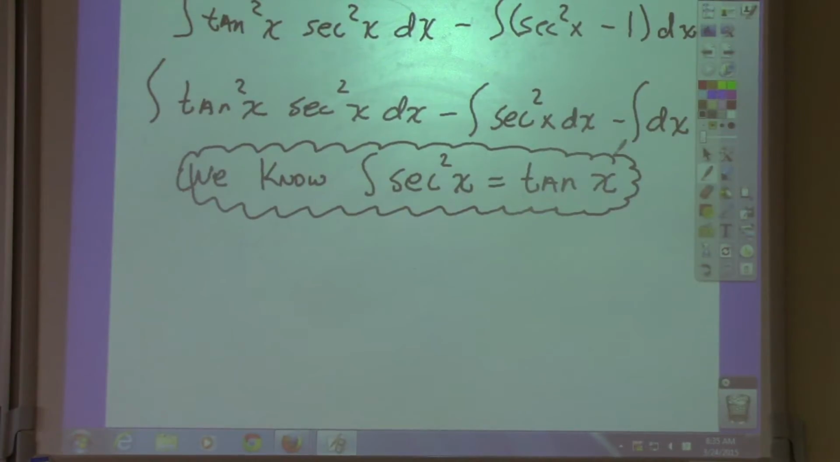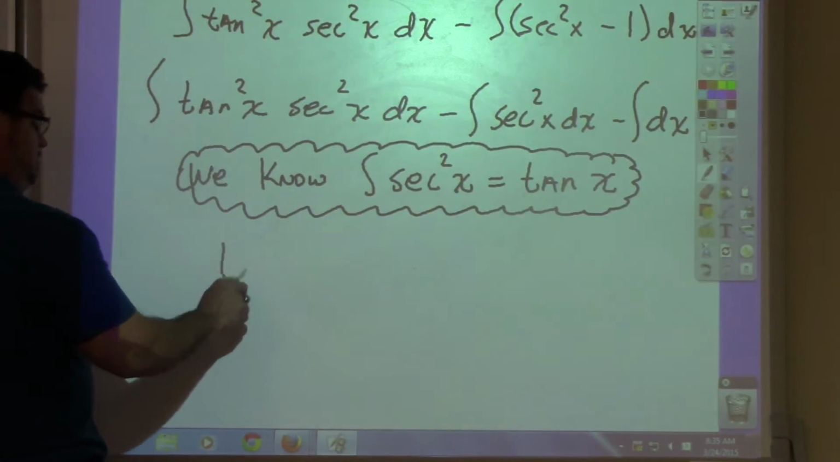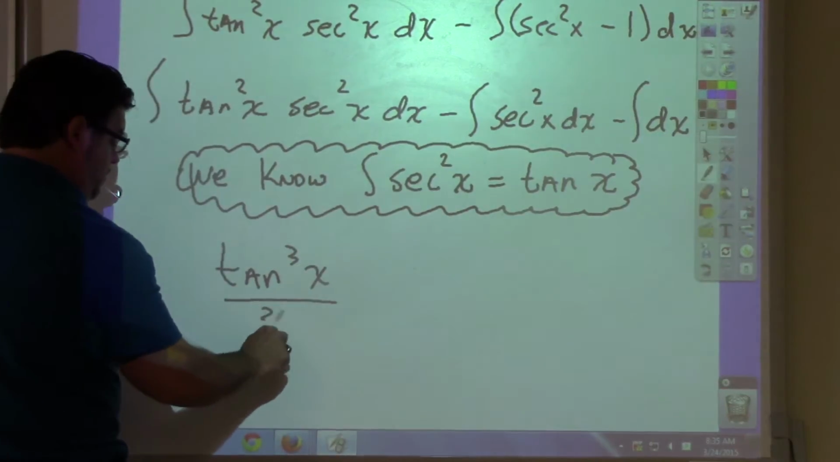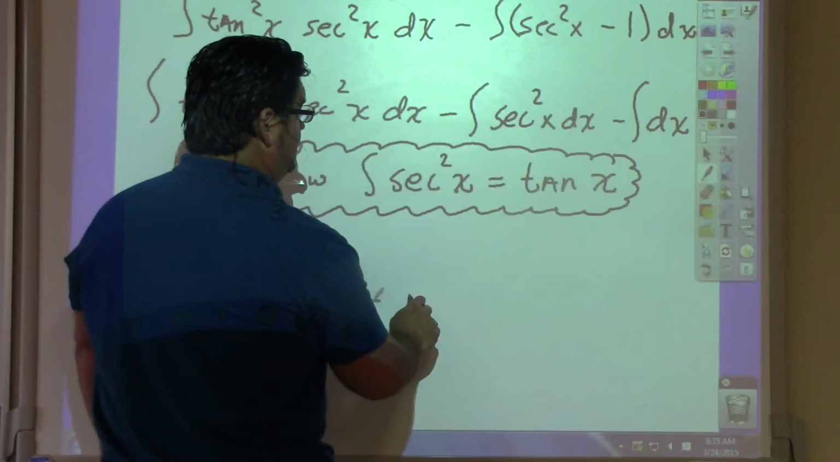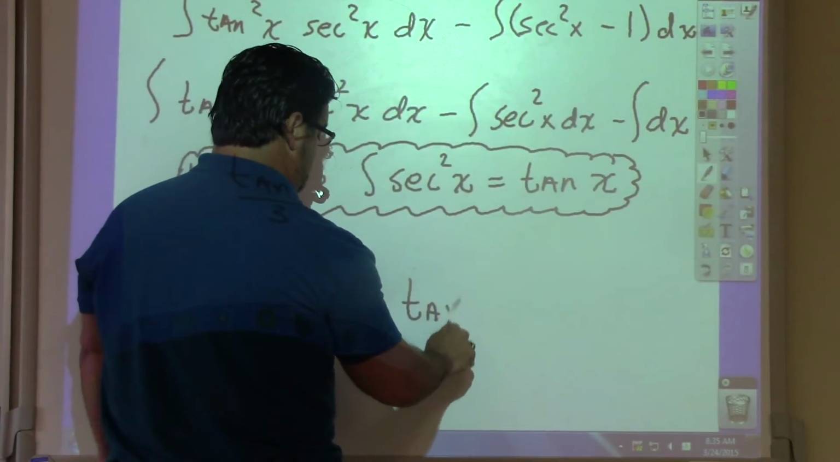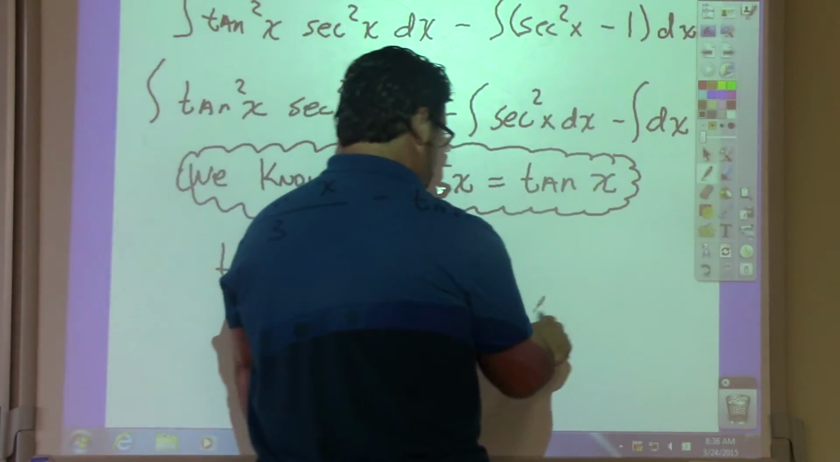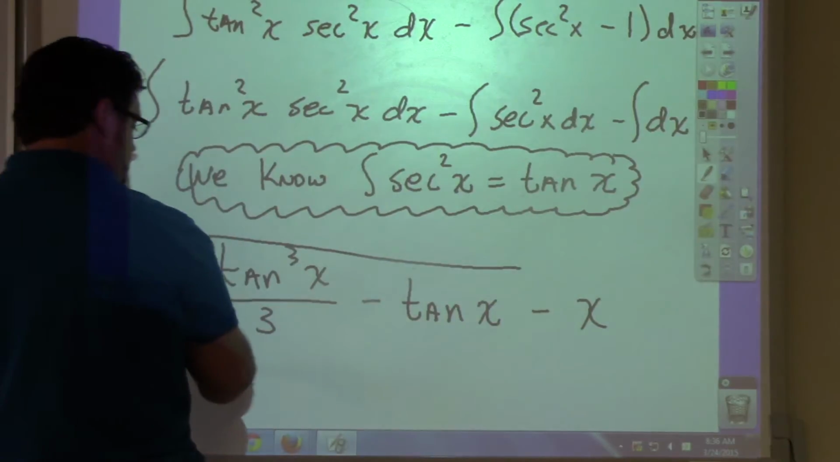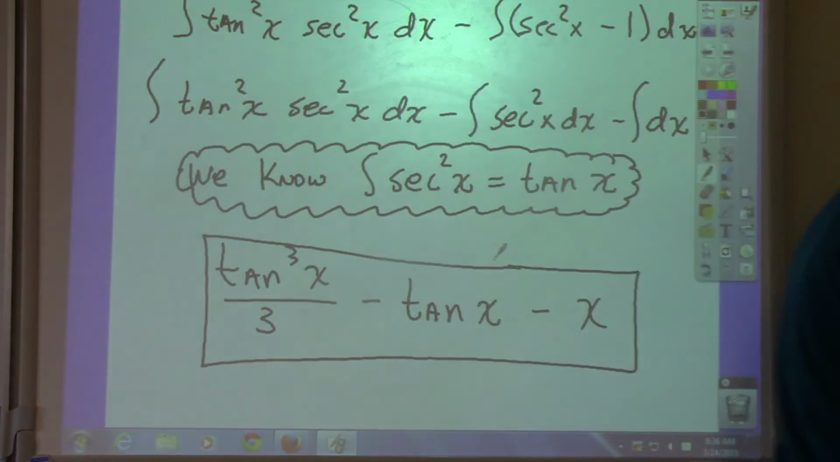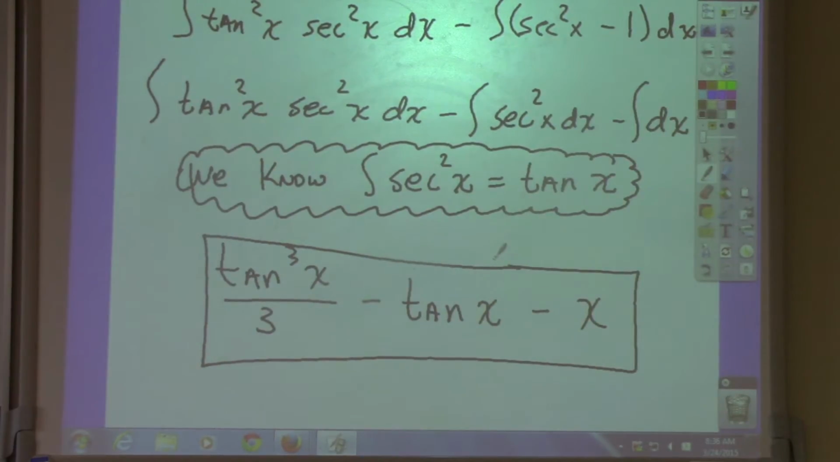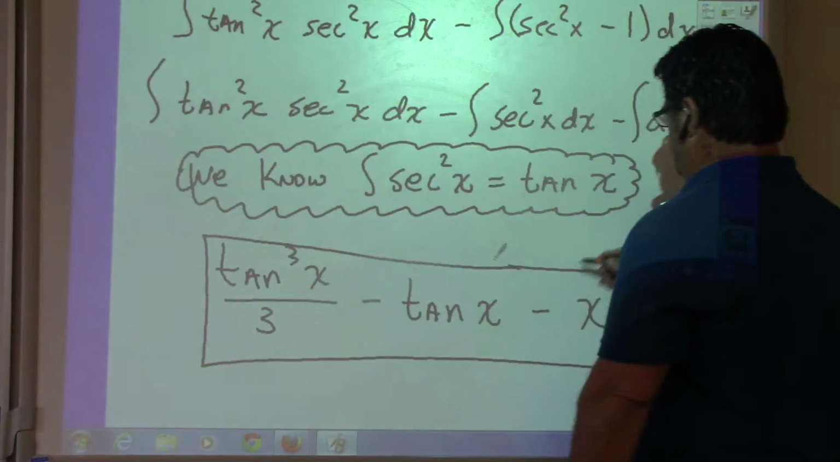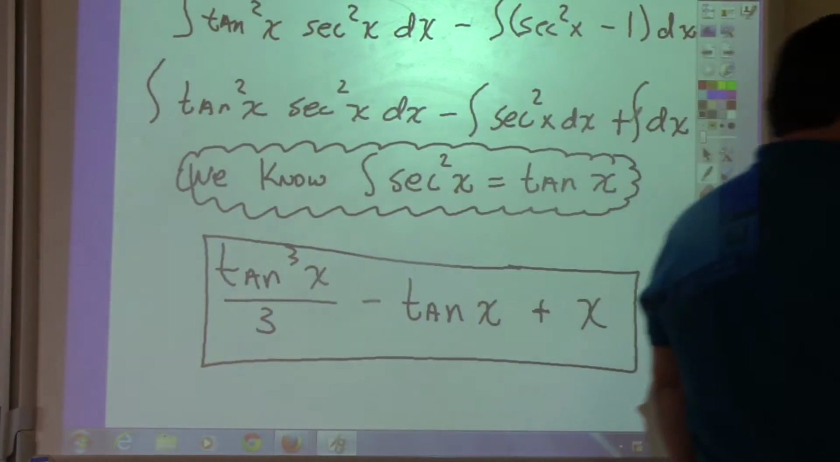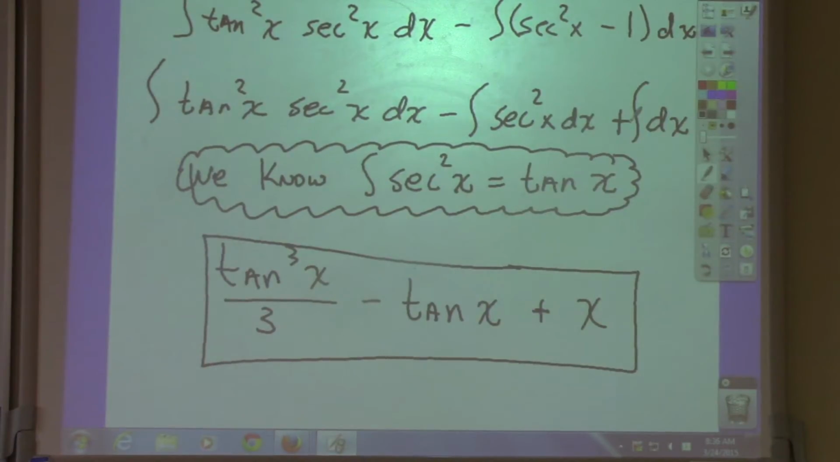So your final answer is tangent cubed x over 3, minus the tangent of x, minus, and the antiderivative of 1 dx is x, and that's your final answer. Because you distribute that negative right here, it'll be a plus.